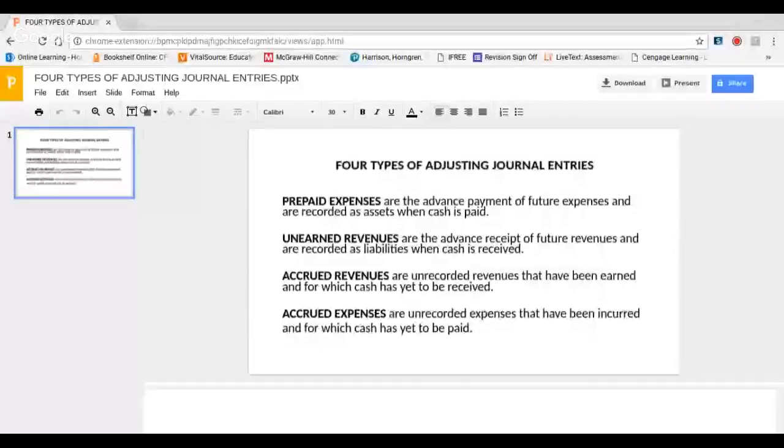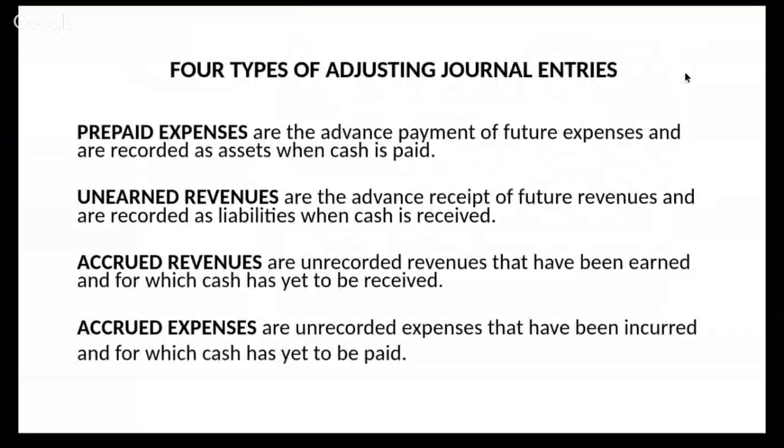So we've all seen the slide where it's presented, but I just wanted to take a minute to review it and really take some time to actually, if you have a chance, jot this down. I think this will really help when we're doing our assignment for this week. So keep in mind, there are four types of adjusting journal entries that we'll see. So there are prepaid expenses, unearned revenues, accrued revenues, and accrued expenses.